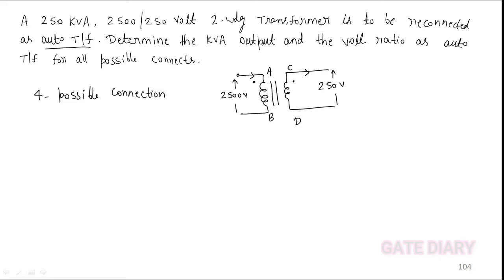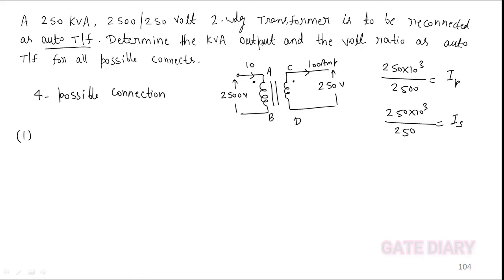You have to find out the rated current, I equal to S by V. How much? At the primary side, you will get 250 kVA by voltage 2500. You will get the primary current, and this current is 10 amps. Similarly, this is 100 amps. In the same fashion, you can calculate 250 kVA by 250 volt. This is the secondary current.